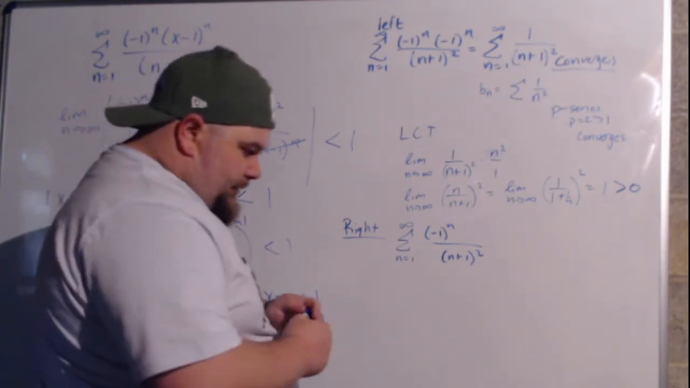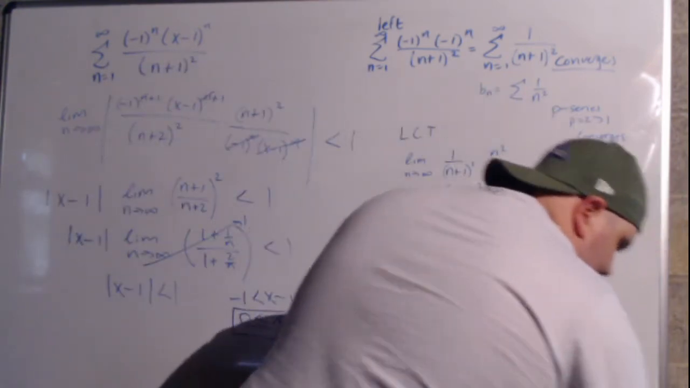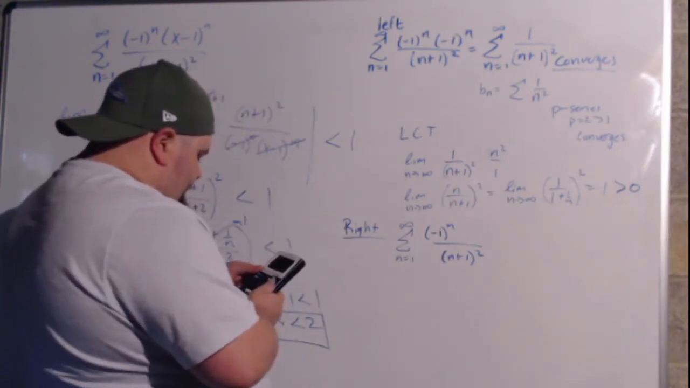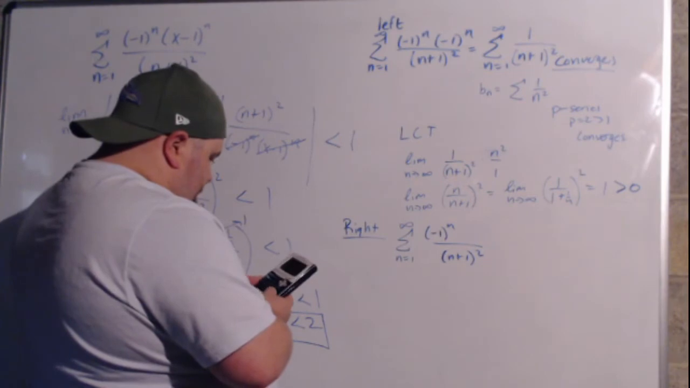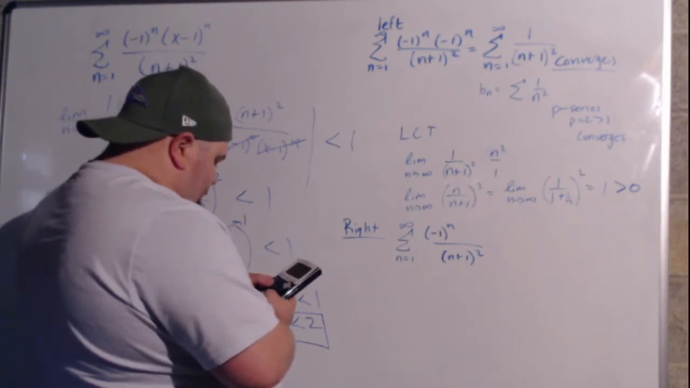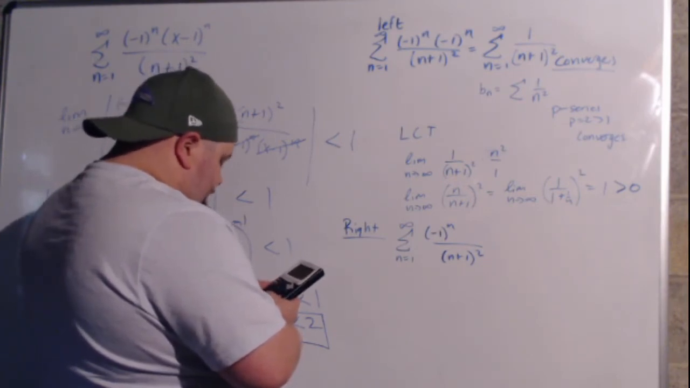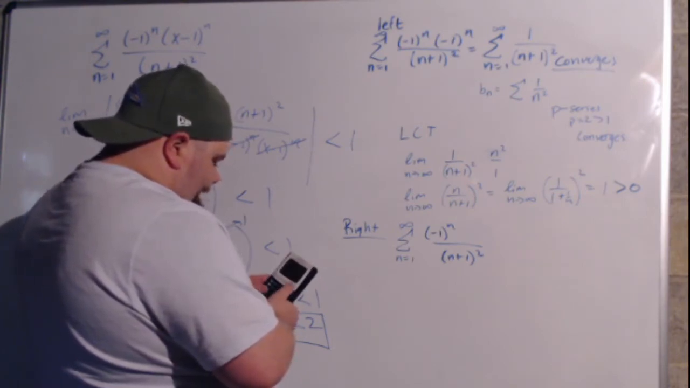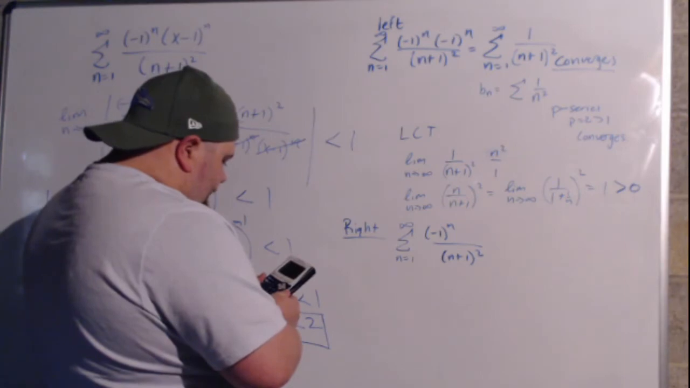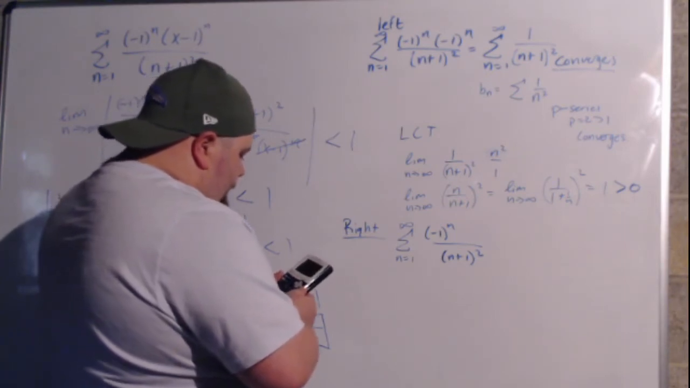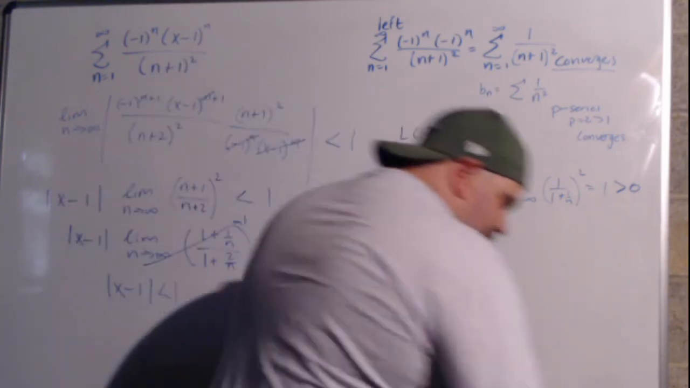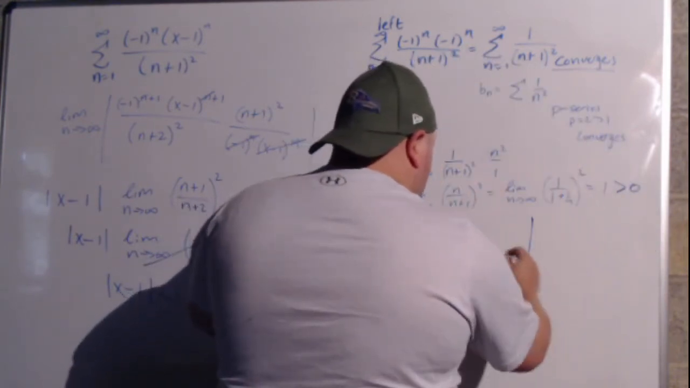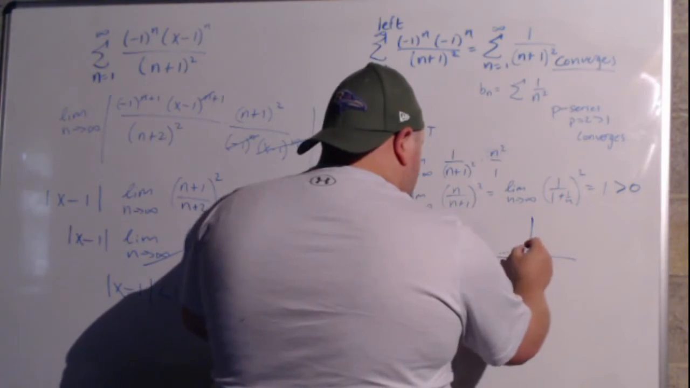So a plot of 1 over (n + 1) squared in the first quadrant is decreasing. So the graph looks something like this.